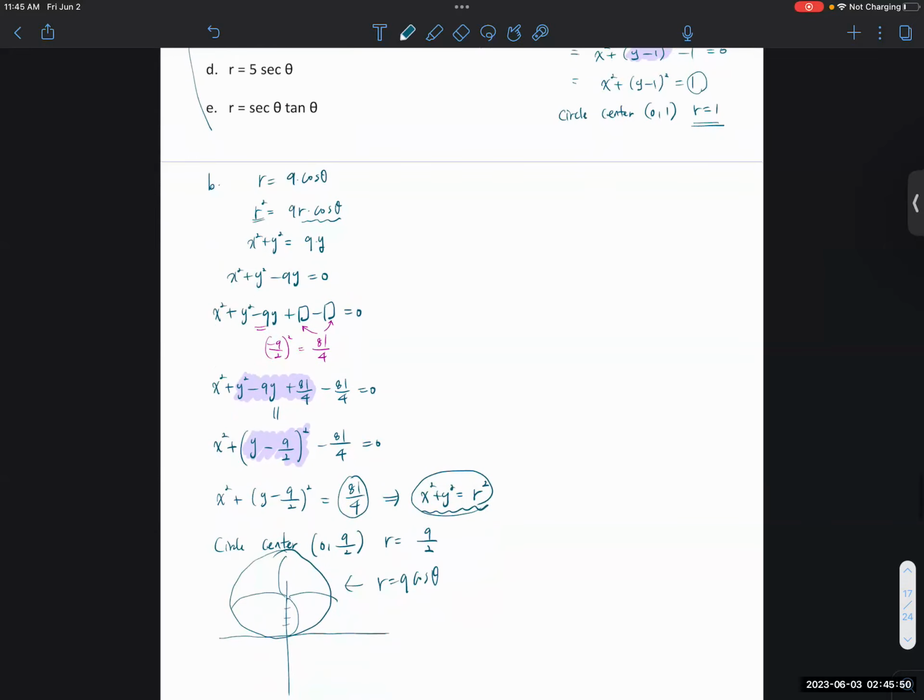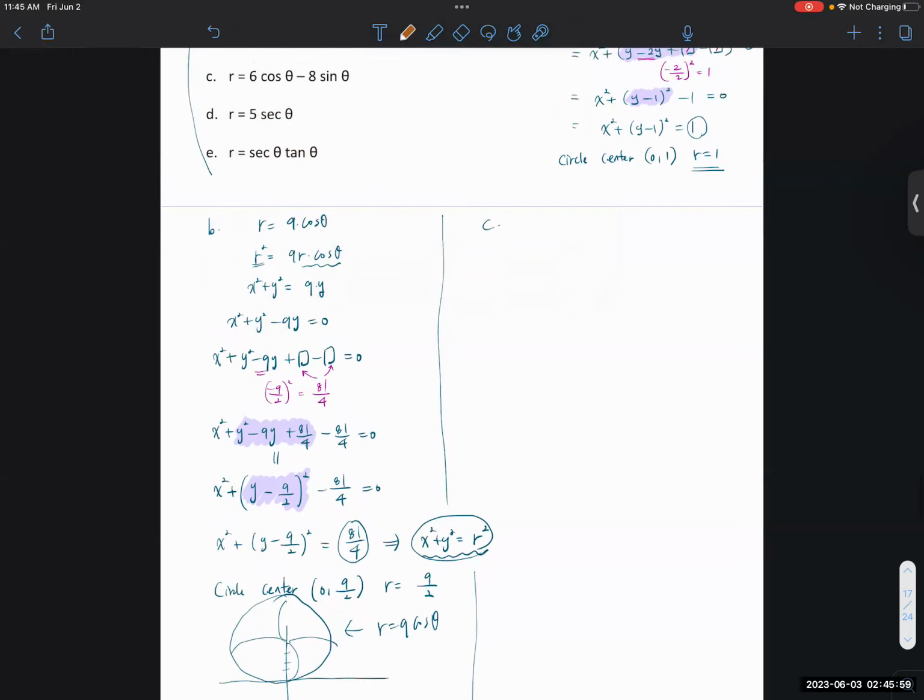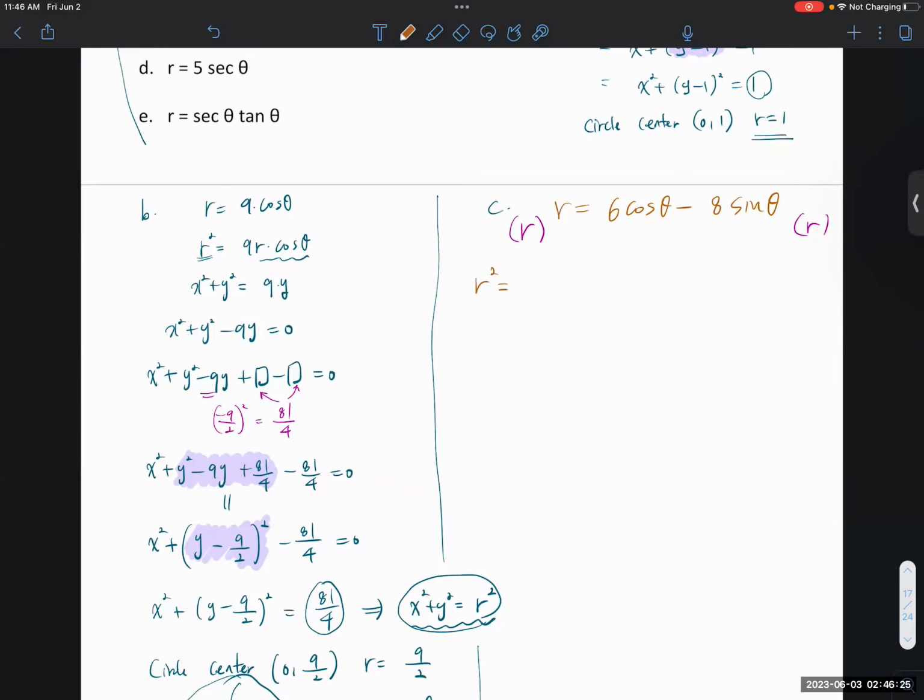Let's do letter C. I'm going to make some space. Let me change the color. So C is r equals 6 cosine theta minus 8 times sine theta. Oh, this is polar. It's hard to graph it. I'm going to convert it to rectangular by using a couple of mathematical identities. You're going to multiply by r on both sides. So now you have r squared equals 6r cosine theta minus 8r sine theta.